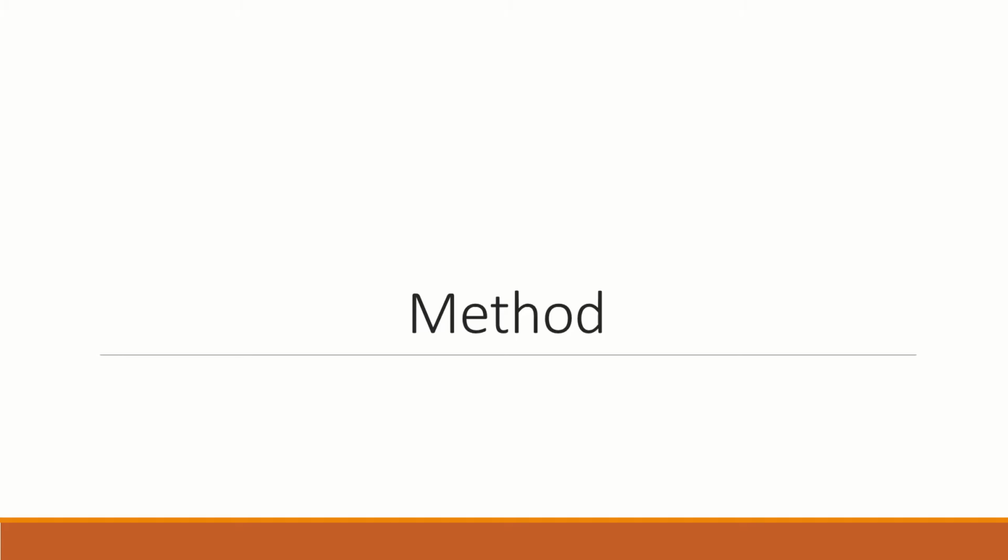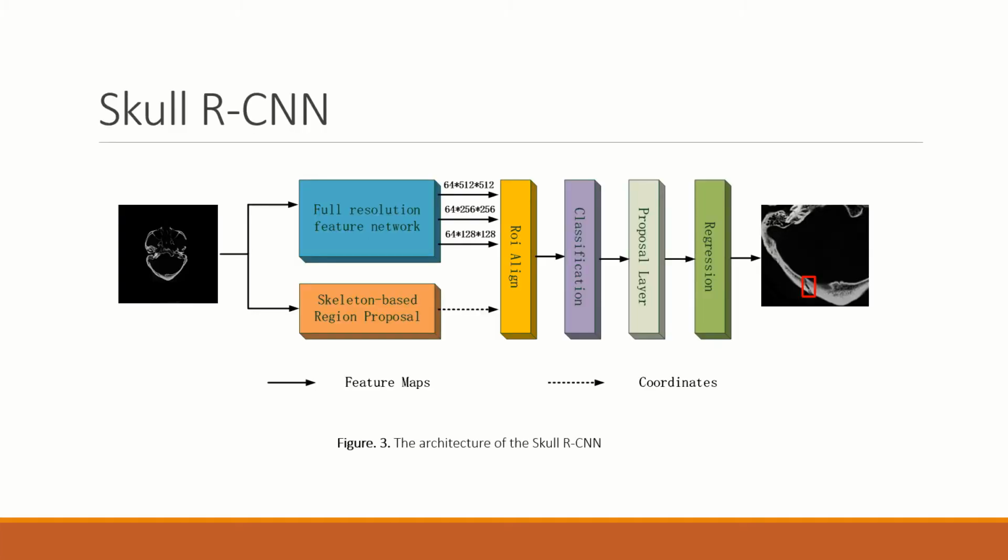So, based on the Fast RCNN, we propose the Skull-RCNN. Different from the previous one, the learning-based region proposal network is replaced by the skeleton-based region proposal method, and the full resolution feature network is put forward to be the backbone. Next, we will introduce these two methods in detail.